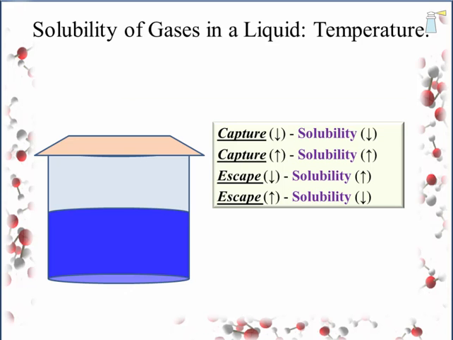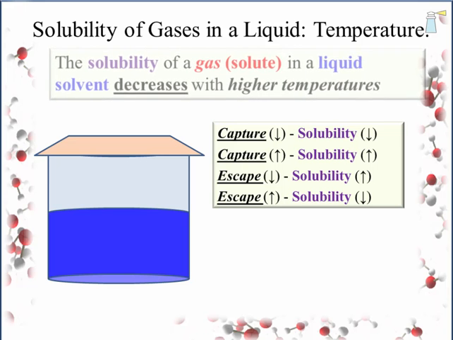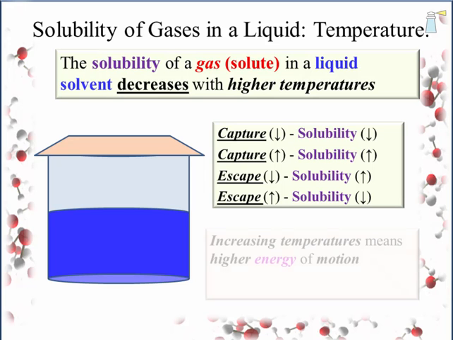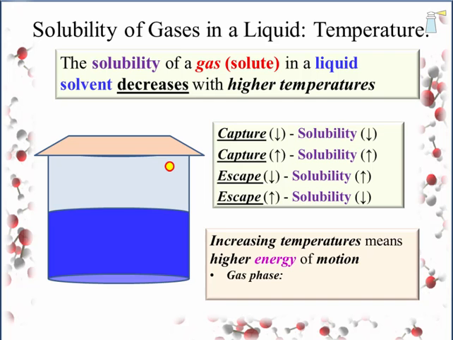The solubility of a gas, the solute, in a liquid solvent decreases with higher temperatures. That is the exact opposite of the trend for liquid and solid solutes in a liquid solvent. The key to understanding this behavior is that increasing temperature means higher energy of motion. Consider the gas phase. Higher energy of motion is a faster gas particle.